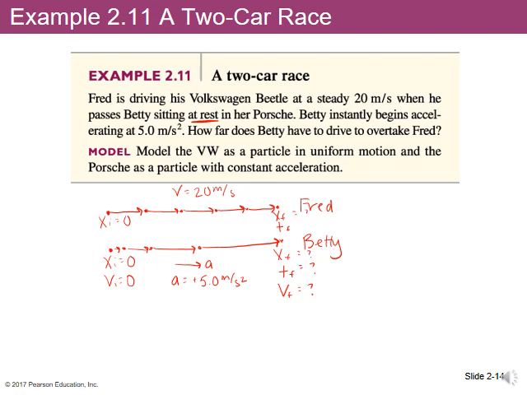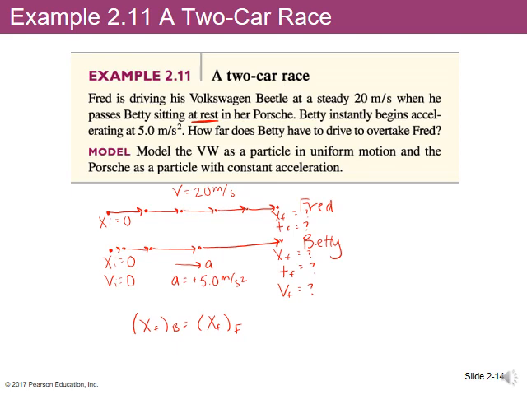So we have several things that we don't know. However, if we think about the problem, if Betty is going to pass Fred, then the final position that Betty has to equal the final position that Fred has. And the times have to be equal too. They have to be at the same place at the same time.